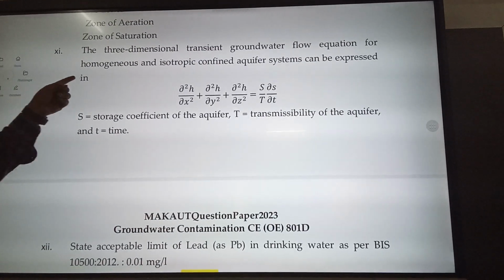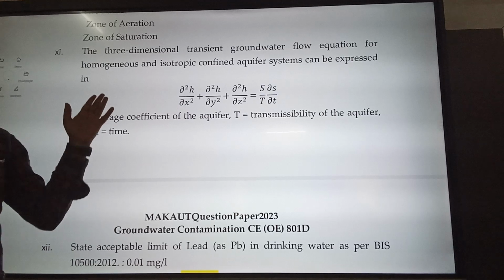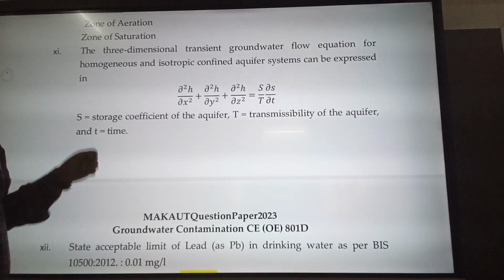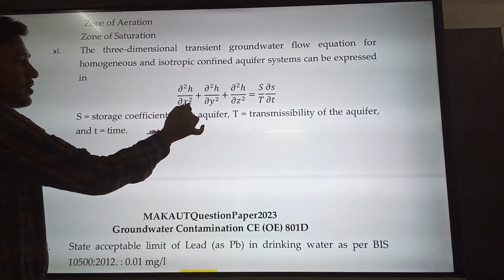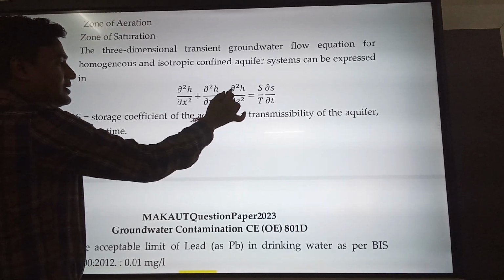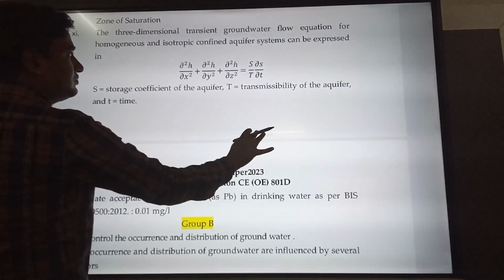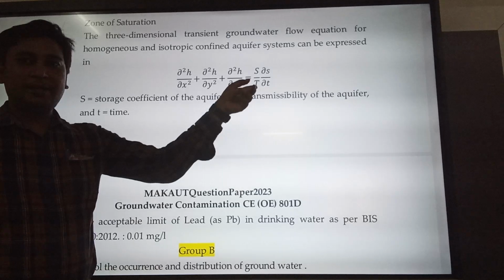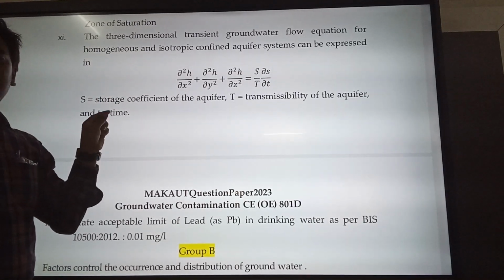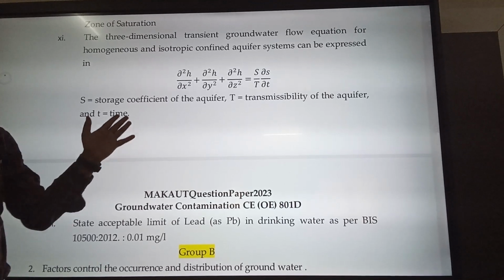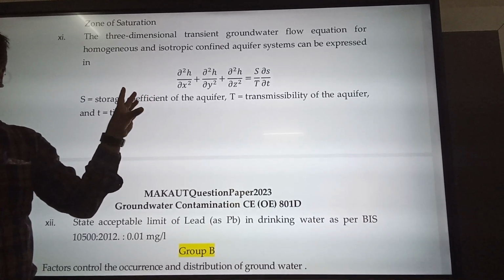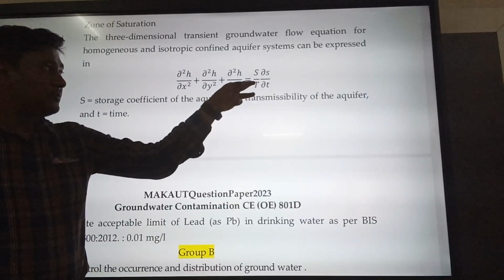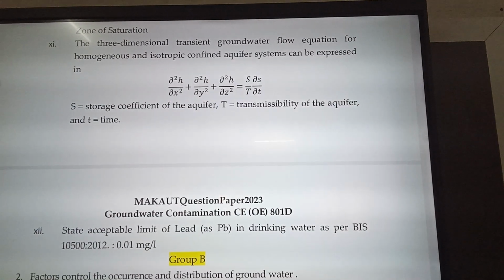Next, the 3-dimensional groundwater flow equation for a homogeneous, isotropic and confined aquifer system can be expressed as d square H by dx square plus d square H by dy square plus d square H by dz square equals S by T into dH by dt, where x, y and z imply the three directions of groundwater flow, H implies the head of water, S equals the coefficient of storage or storability, T is equal to the coefficient of transmissibility, and t equals time.